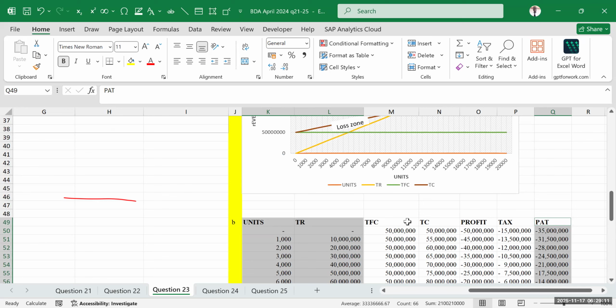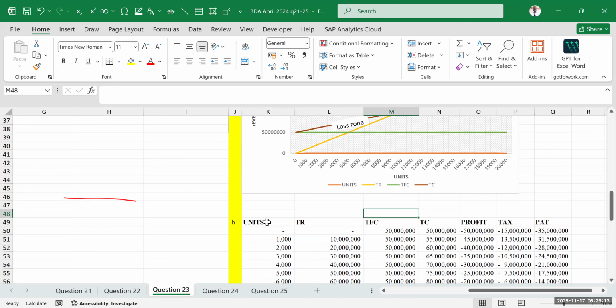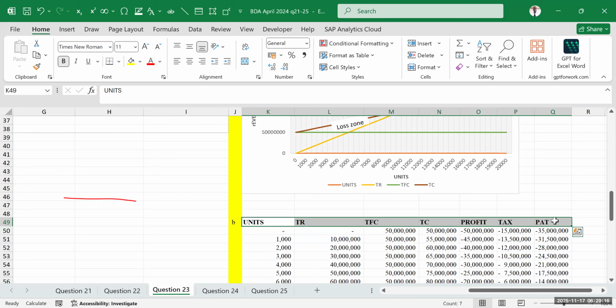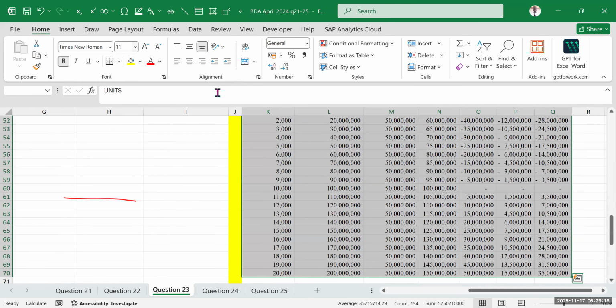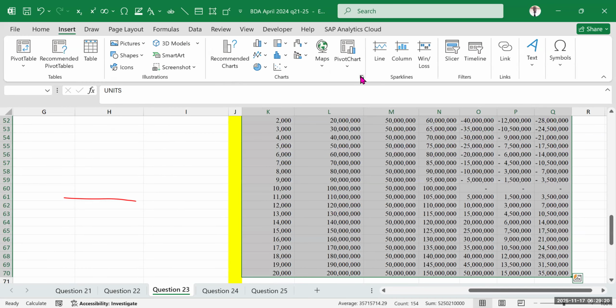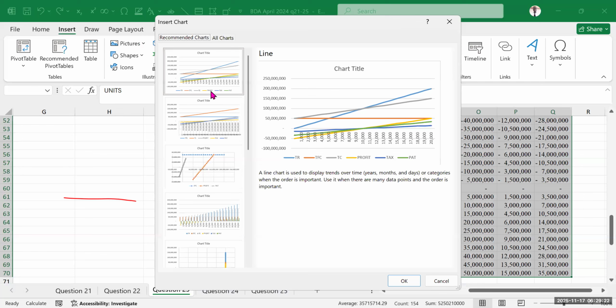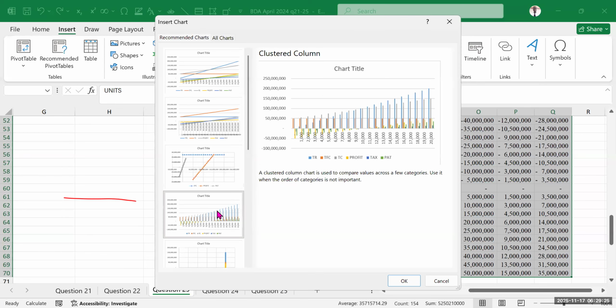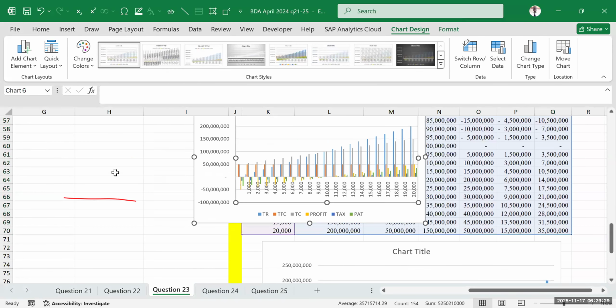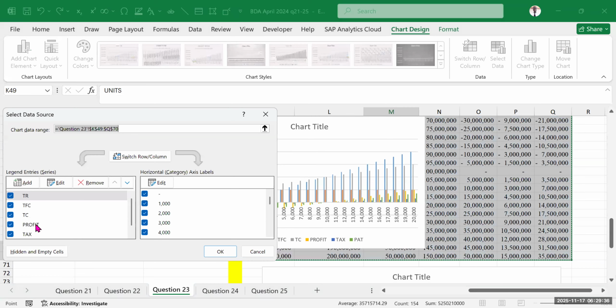Do you know the other way? It is very easy. Just go and highlight everything like that. Go to Insert. You've highlighted everything, remember? Go to Insert. And then you say, I want to insert this type of column, this clustered column. After you've done that, very simple. Go to Select Data. Then you will see that on your y-axis, you have everything, including the ones you don't need. Remember, we only need the total revenue, right?